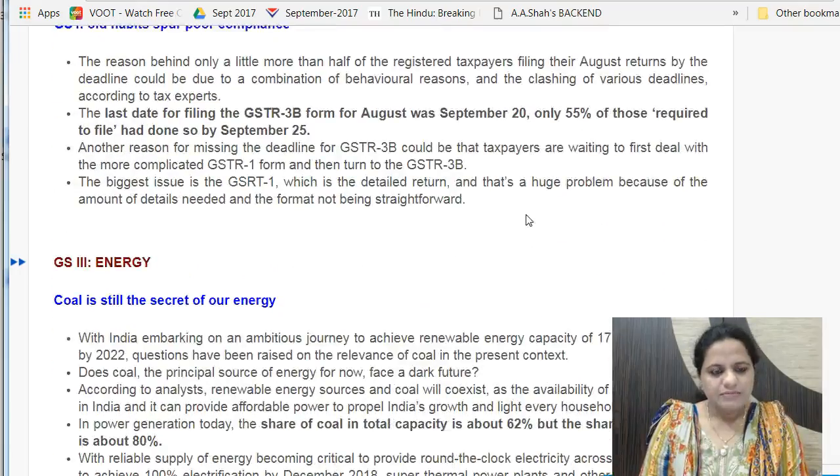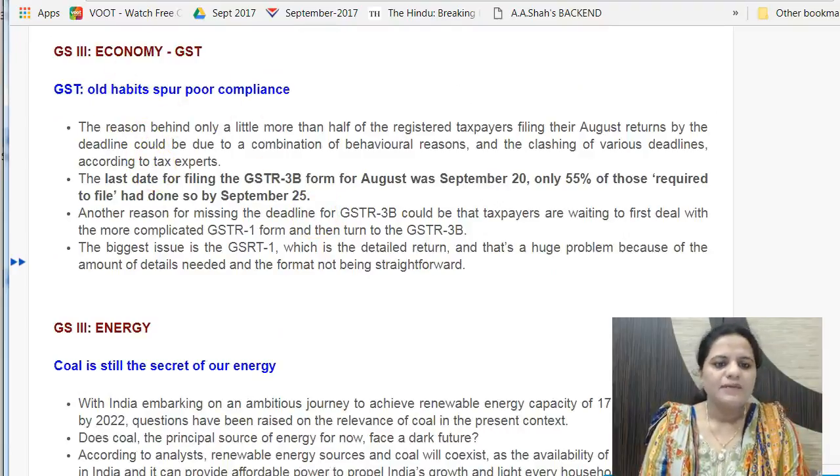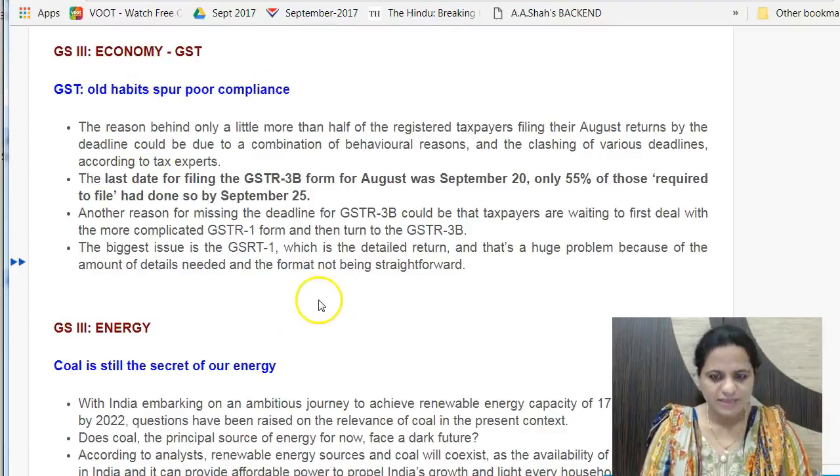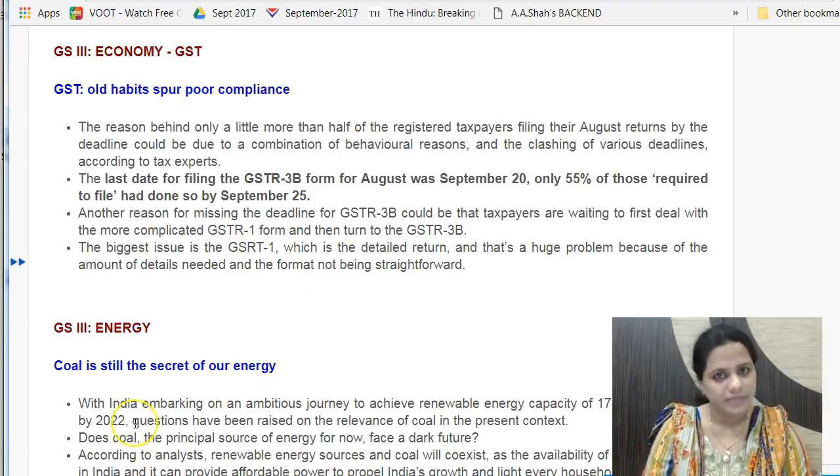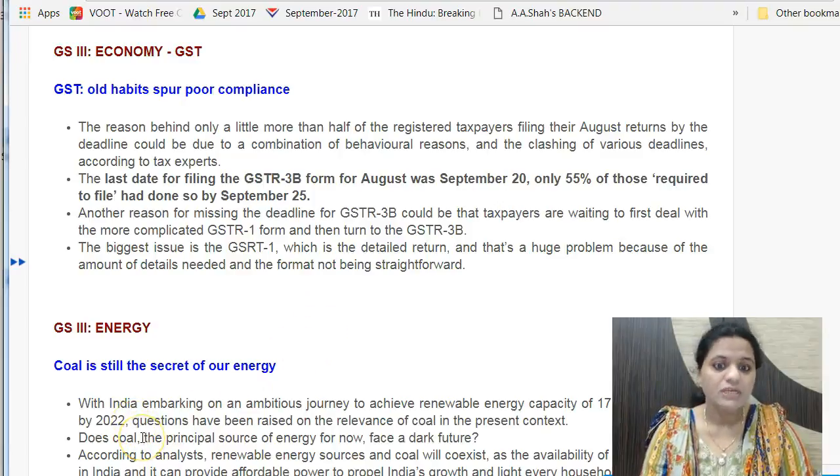Then the next news item is GST, old habits spur poor compliance. This is regarding GST filings for the month of August. July was the first month in which GST was implemented, and now the next month, August, is the one in which the GST filings had to take place. The last date for filing the GSTR 3B form was September 20.